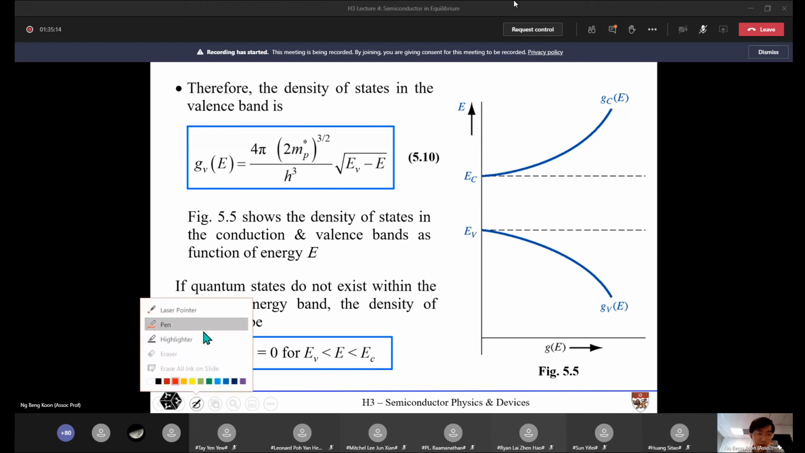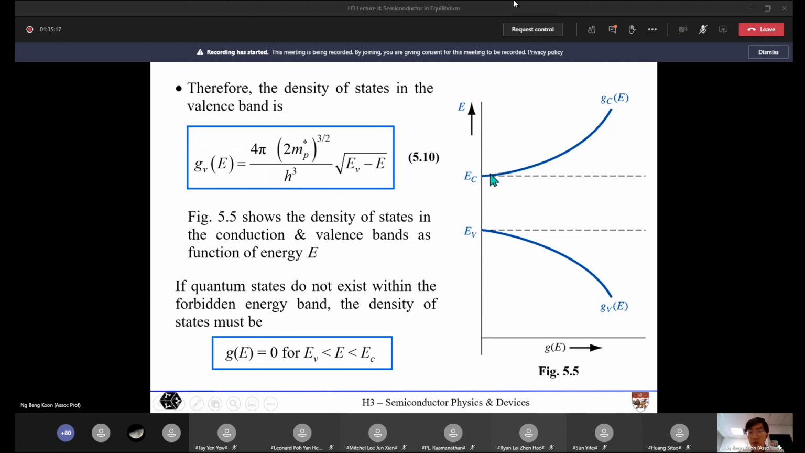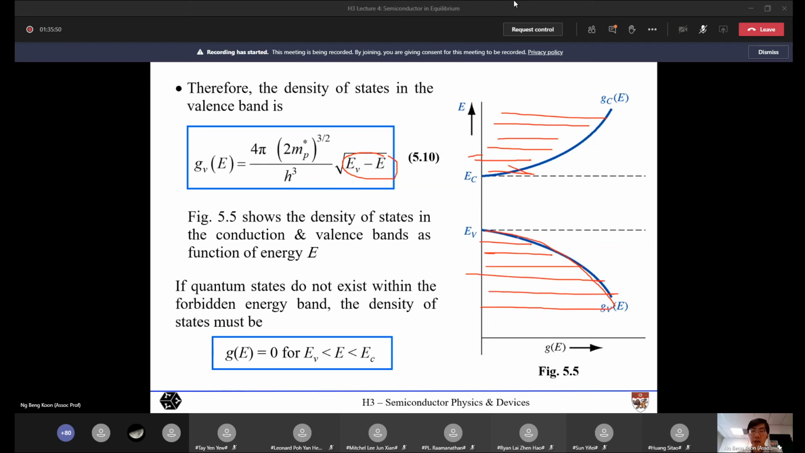So in this case, in the conduction band, we have this root E relation going upwards, and then on the other side, you have the root E relation going downwards, because for the valence band it's EV minus E. So the curve actually flips downwards. Above the conduction band, you have increasing states that become available as the electron goes up in energy. And as you go down in energy, the number of states available will also increase, according to this root E relation. And in between the conduction and the valence band, this is your band gap.